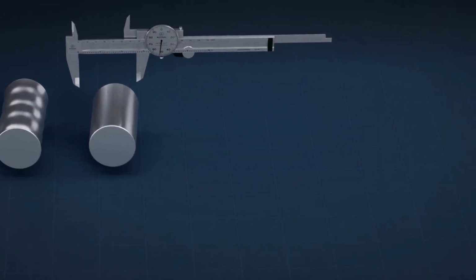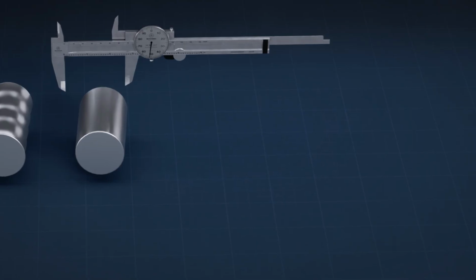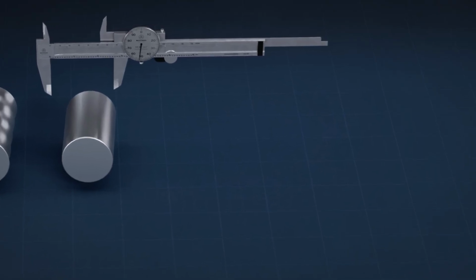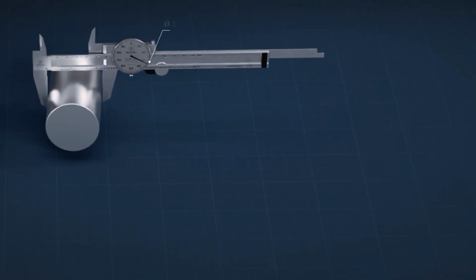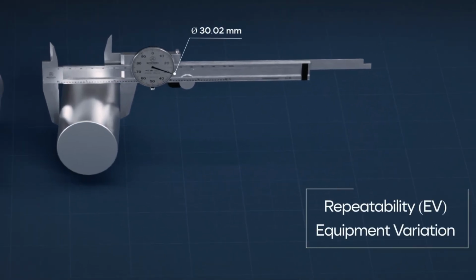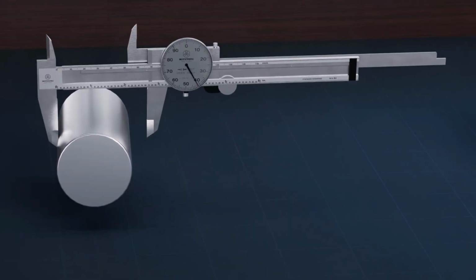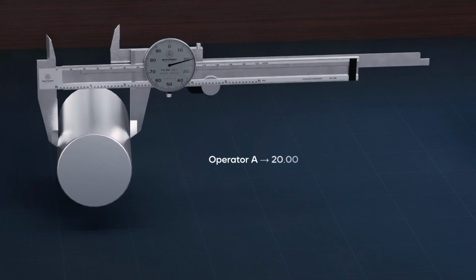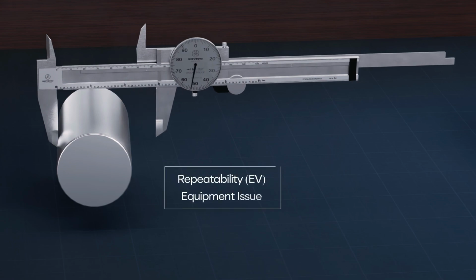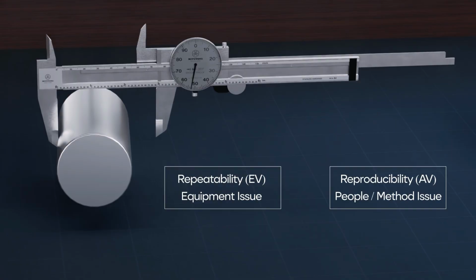Let's have a closer look at repeatability. Repeatability is the variation you get when the same operator uses the same gauge to measure the same part multiple times. Any variation here is mostly due to the equipment. On the other hand, reproducibility looks at something different. It measures the variation when different operators use the same gauge to measure the same part. So as said, repeatability problems point to equipment issues. Reproducibility problems point to people or method issues.